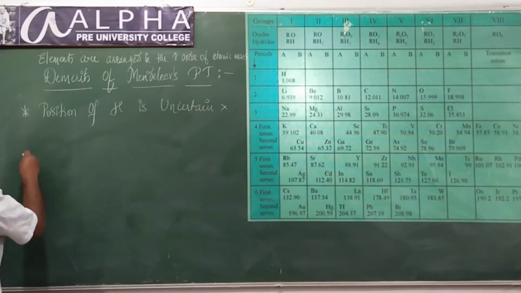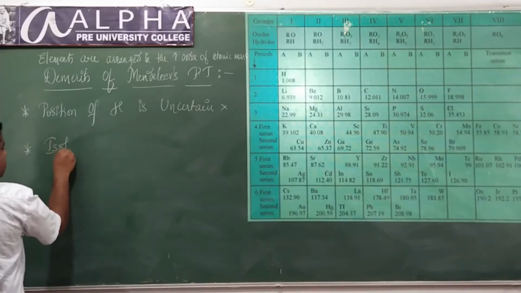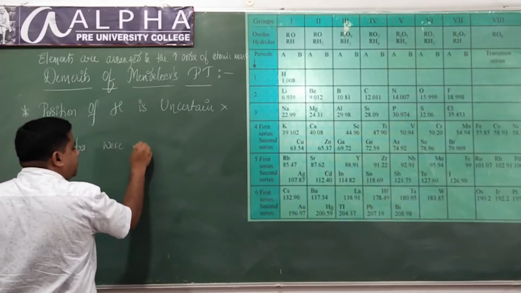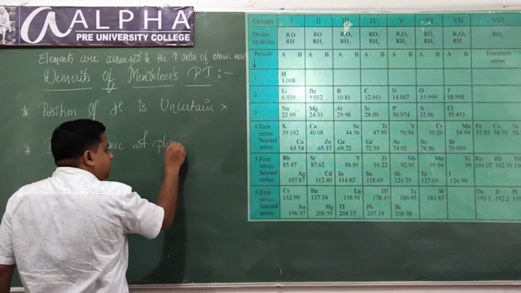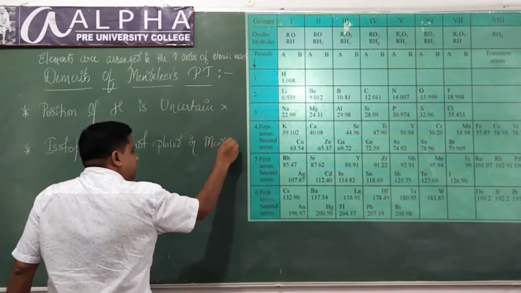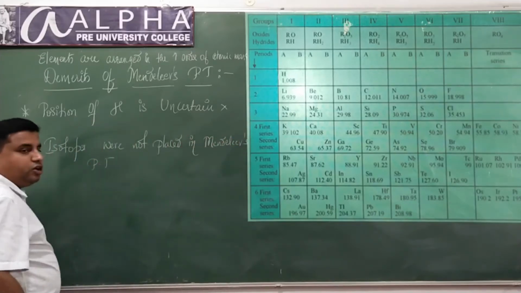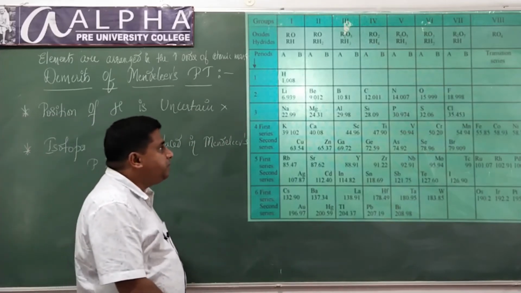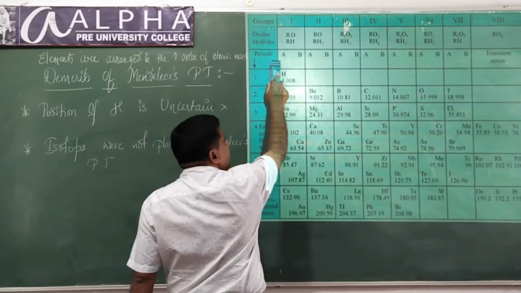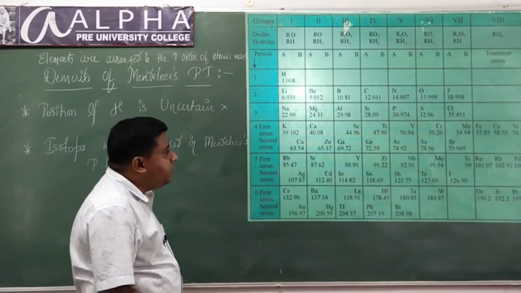So what is the other demerit of Mendeleev's periodic table? Isotopes were not placed in Mendeleev's periodic table. This is another drawback of Mendeleev's periodic table. Now, I am telling you repeatedly that elements are arranged in the increasing order of what? Atomic mass. Elements are arranged in the increasing order of atomic mass.